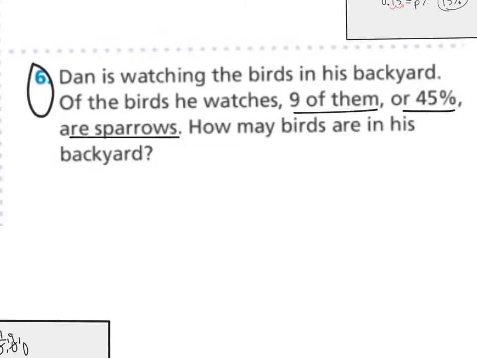Okay, so basically these offsetting commas, when it says 9 of them or 45%, you've talked about this probably in English class before, that means that those two things are the same as each other. So that tells us that 9 is the same as 45% of the sparrows. Or sorry, 45% of the birds, I should say.